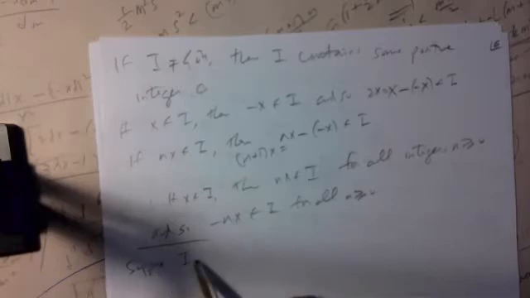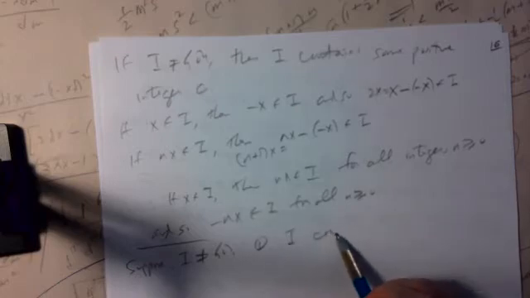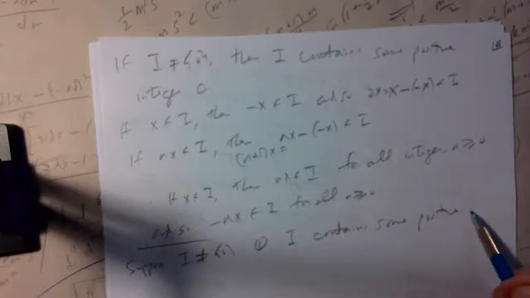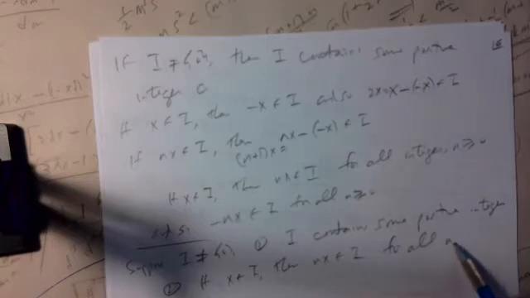Okay, good. So we now have established two facts. Suppose I is not just 0. First, I contains some positive integer. Positive means greater than 0. And second, if x is in I, then nx is in I for all n in Z. Z is the set of integers. So we have the minimum principle.